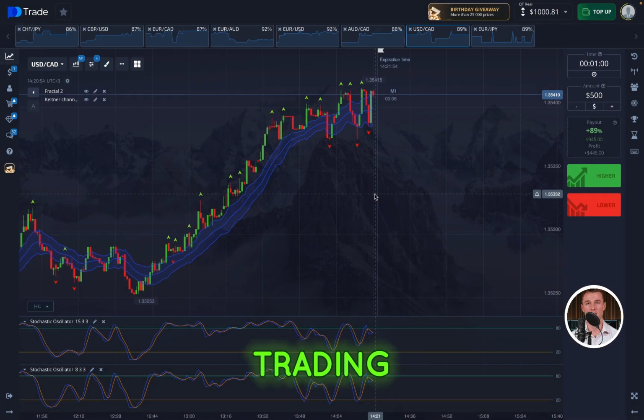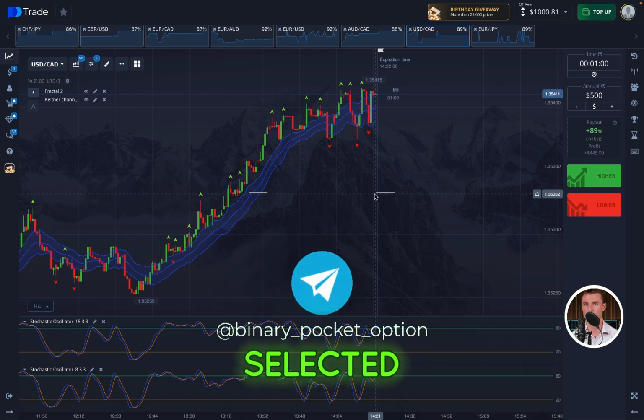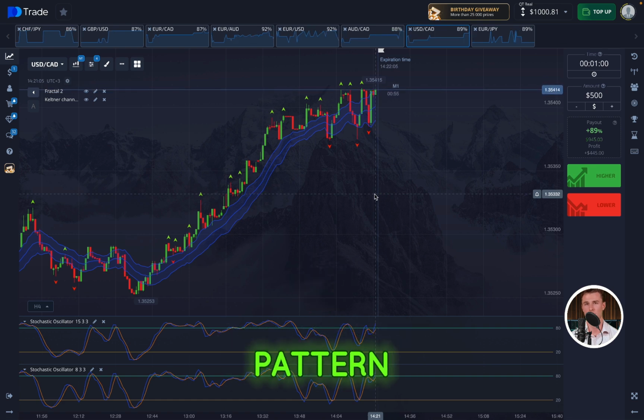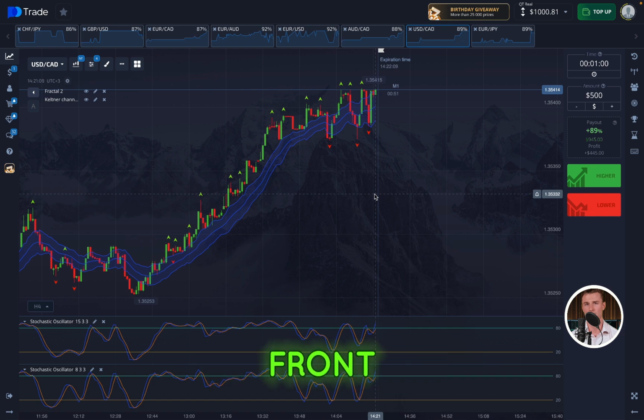So let's start our trading today. I have already performed a detailed analysis of currency pairs and selected the most optimal ones with the best movement pattern and also the payout percentages. You can see them in front of your eyes.